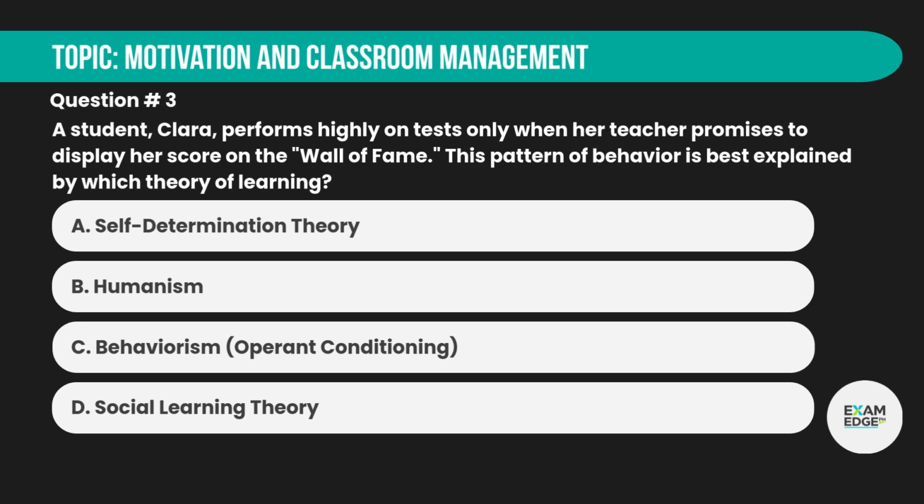Question number 3. A student, Clara, performs highly on tests only when her teacher promises to display her score on the wall of fame. This pattern of behavior is best explained by which theory of learning? A. Self-determination theory. B. Humanism. C. Behaviorism, operant conditioning. D. Social learning theory.